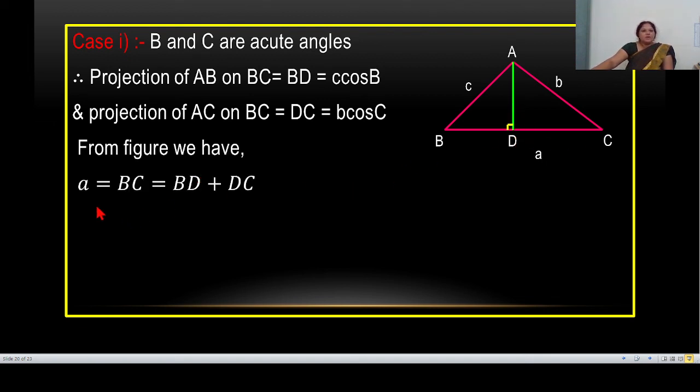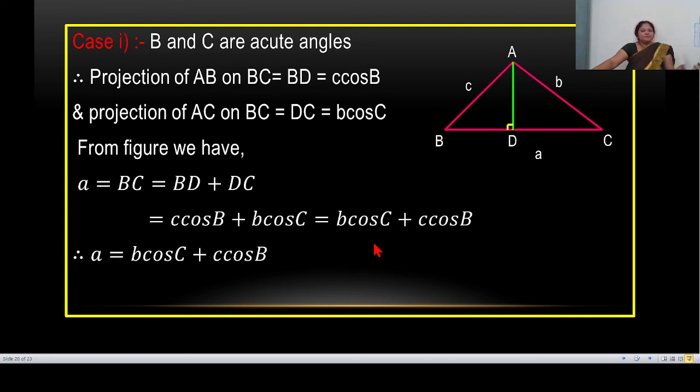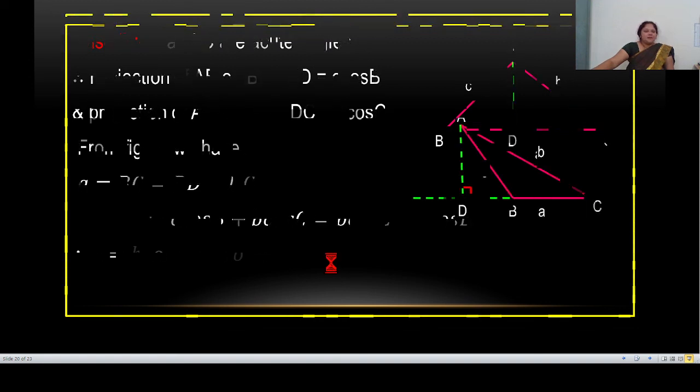From the figure, we have a equals BC equals BD plus DC. BD is c cos B and DC is b cos C. Therefore, a equals b cos C plus c cos B.